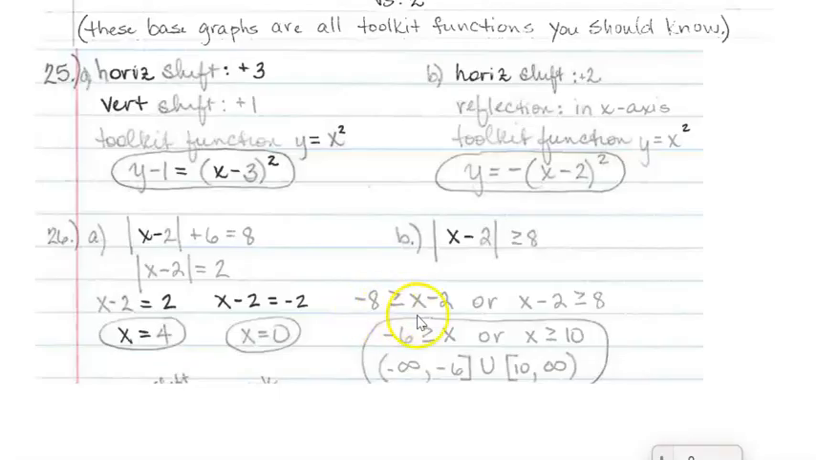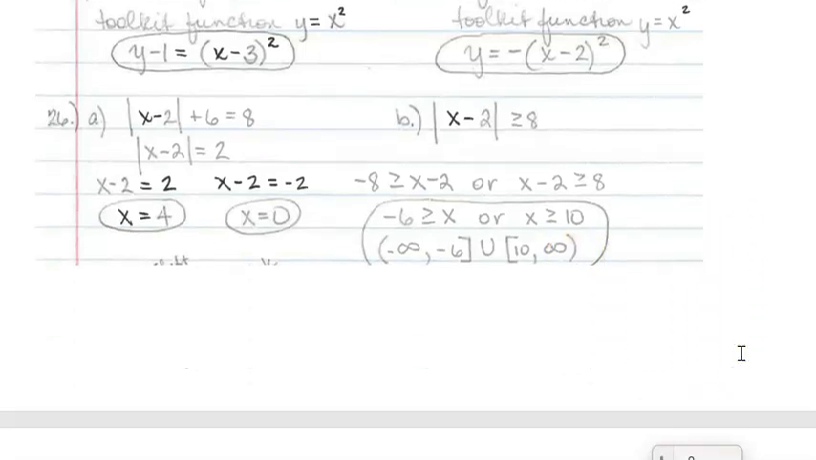So negative 8 is greater than or equal to x minus 2. All right, so now to solve these, let's add 2 to both sides. So negative 6 is greater than or equal to x. And then here, add 2 to both sides. X is greater than or equal to 10. And then here's our interval notation for that as well, continuing to practice with that.